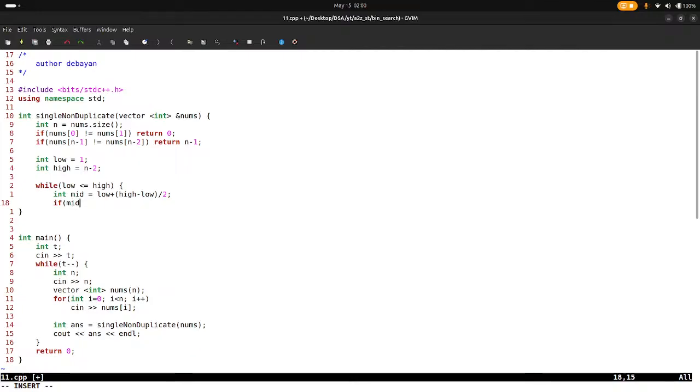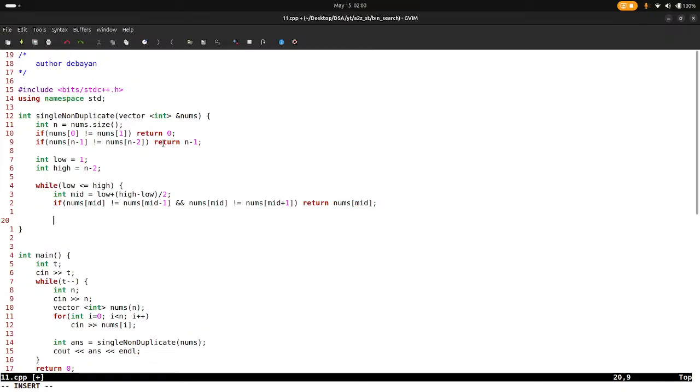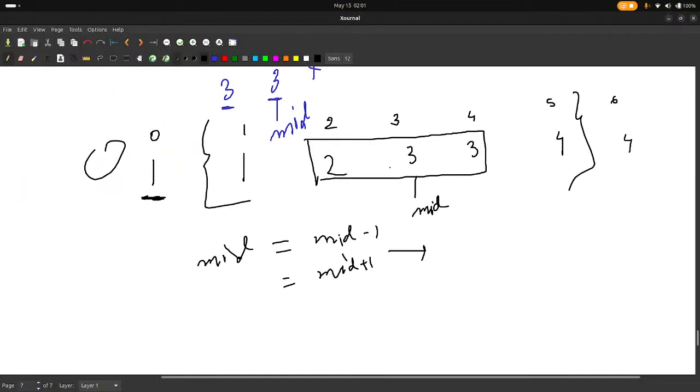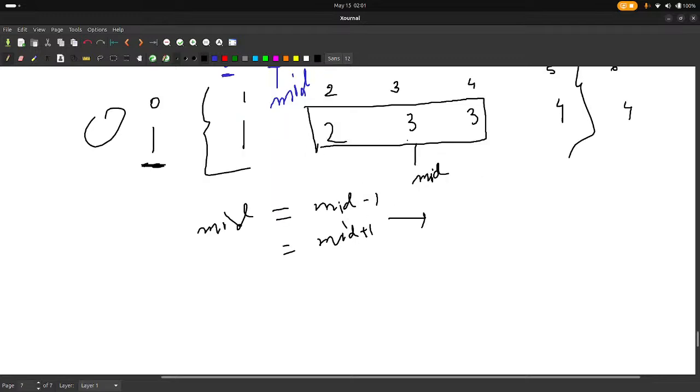If nums of mid is not equal to nums of mid minus 1 and nums of mid is not equal to nums of mid plus 1, then I got my answer, so I will return nums of mid. Now which position should I trim? So carefully see this position. So mid, this cannot be my answer.